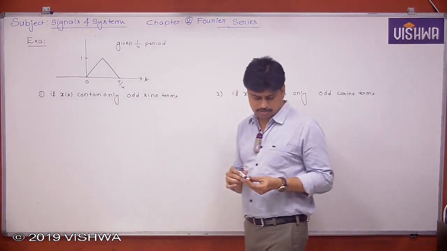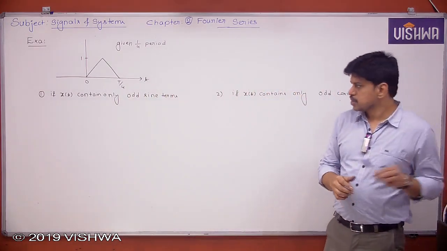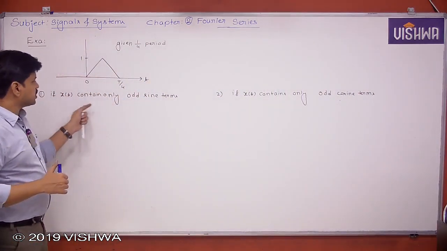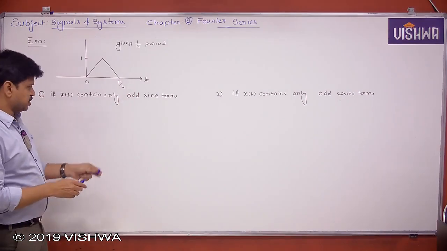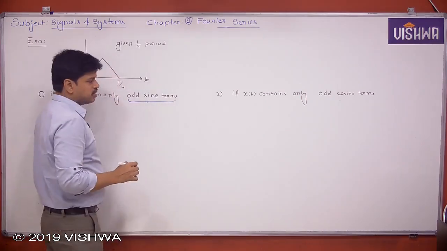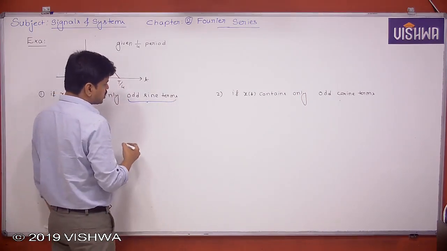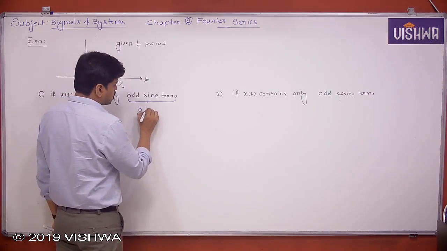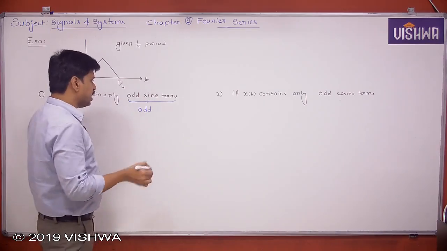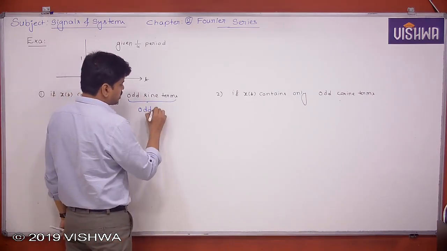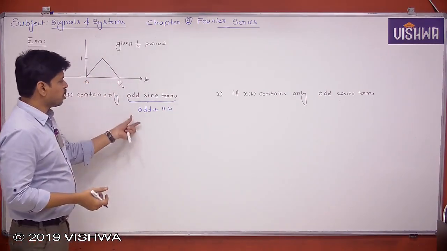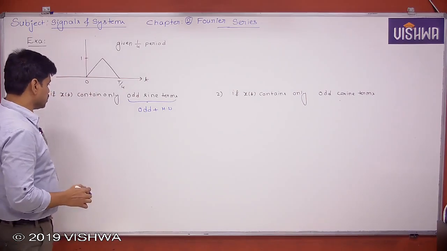How can we do this? Okay, listen. If the signal contains only odd sine terms, what kind of symmetry is it exhibiting? First, odd symmetry, because they are sine terms. And since they are only odd harmonics, it also has half wave symmetry. So the wave exhibits both odd and half wave symmetry. How can we draw this? Let's see.